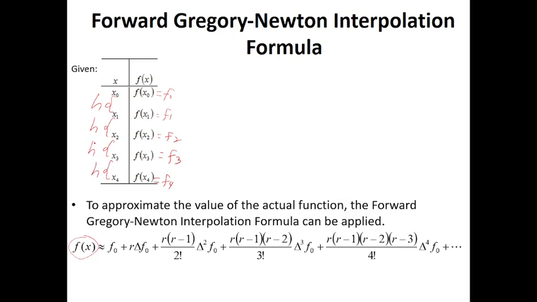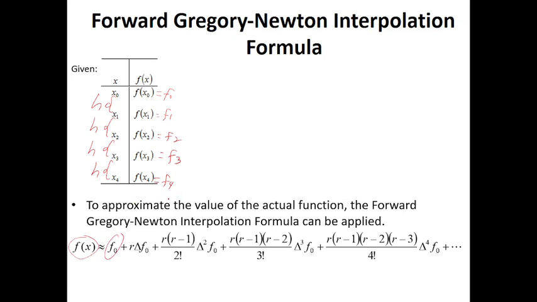So h, okay? The difference between x sub 1 and x sub 0 must be the same as x sub 2 and x sub 1, must be the same as x sub 3 and x sub 2, must be the same as x sub 4 and x sub 3, and so forth. Therefore, we can let f of x0 equal f sub 0, f of x1 equal f sub 1, and so forth. That's why we have here f sub 0.